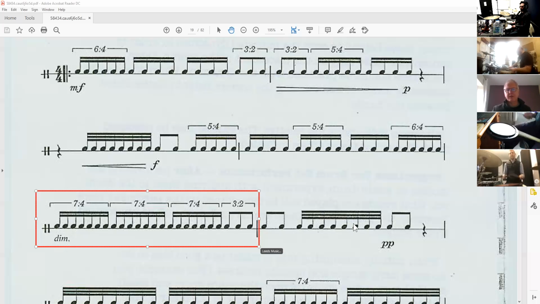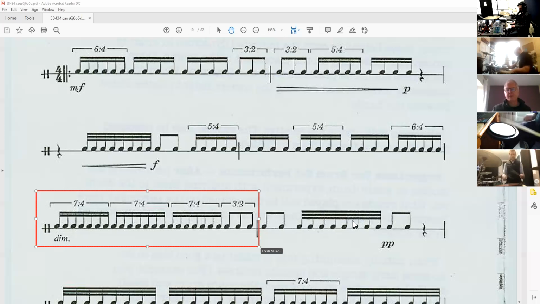One and the get a two, and the get a three, and the get a four, and the one, two, three, four. One and the get a two, and the get a three, and the get a four, and the one, two, three, go.